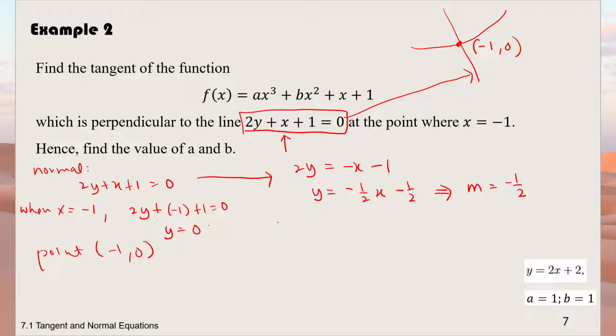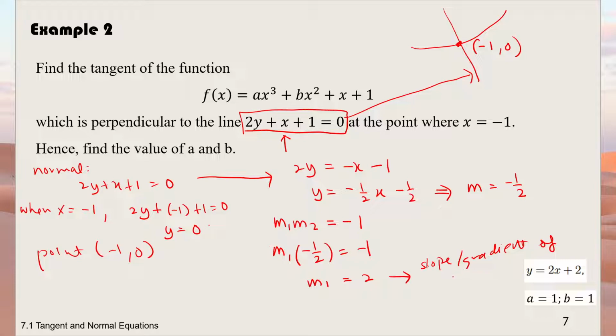Because the information tells us that n1 multiplied by n2 equals negative 1, meaning a tangent multiplied with a normal is negative 1. So I just plug in my negative 1 over 2 into here. So my n1 times negative 1 over 2 equals negative 1, so my n1 is 2. This one is my slope, or the gradient, of the tangent. Okay, now whatever we can extract from this 2y plus x plus 1 is already finished.